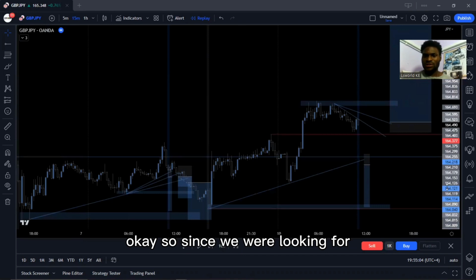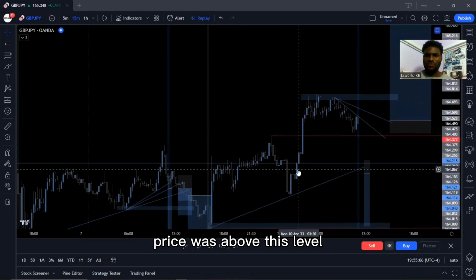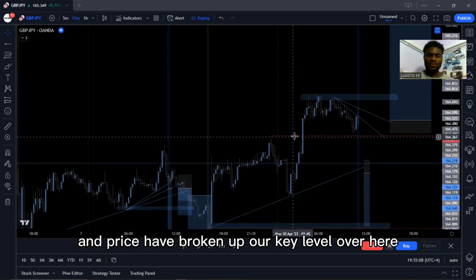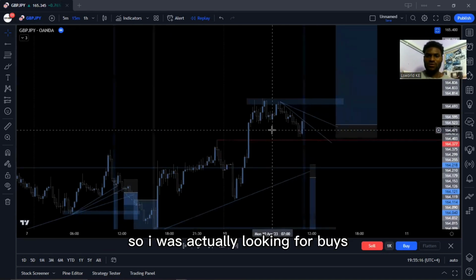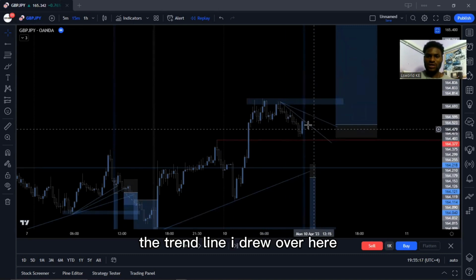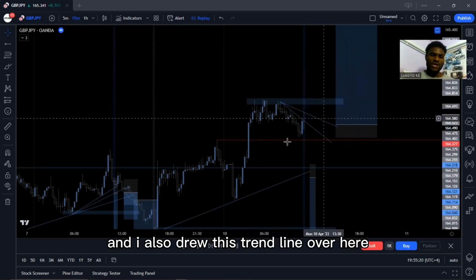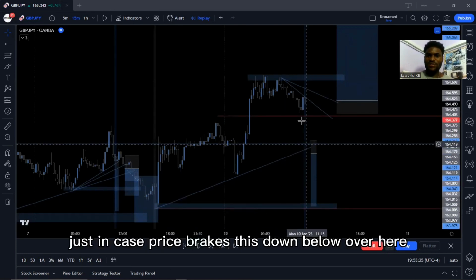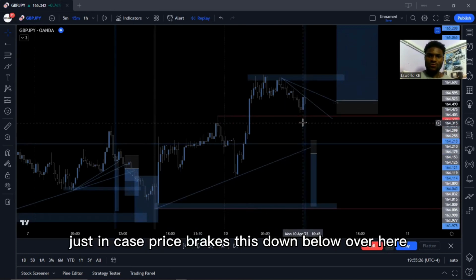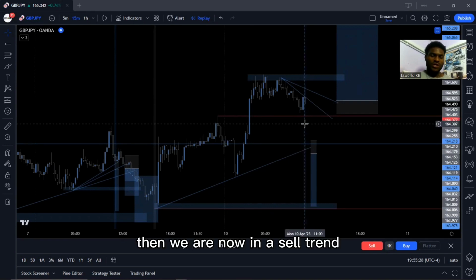Okay, so since price was above this level and price had broken up our key level over here, we were sure that the market was going to go bullish. So I was actually looking for buys over here. As you can see, with the trend line I drew over here, I was looking for buys, and I also drew this trend line over here just in case price breaks down below. Then we are now in a sell trend. We are now looking for sells.